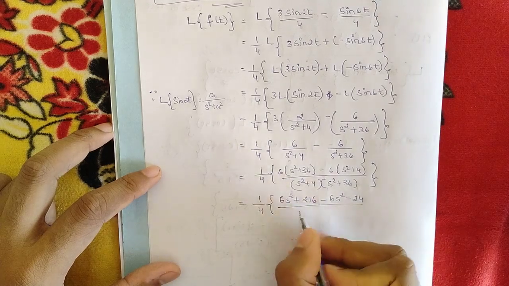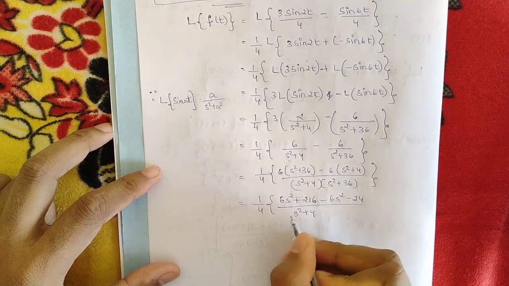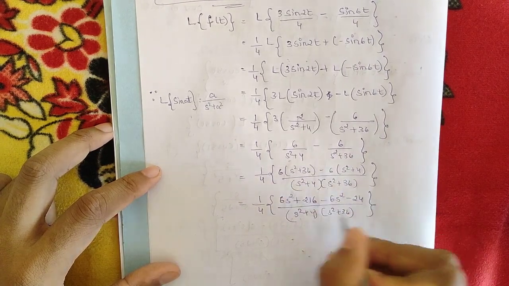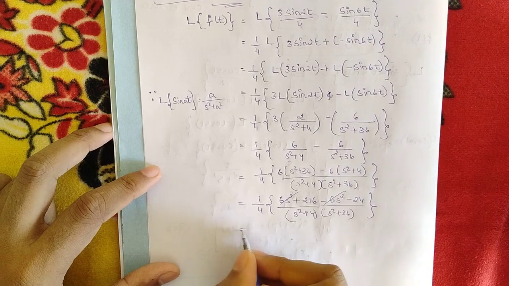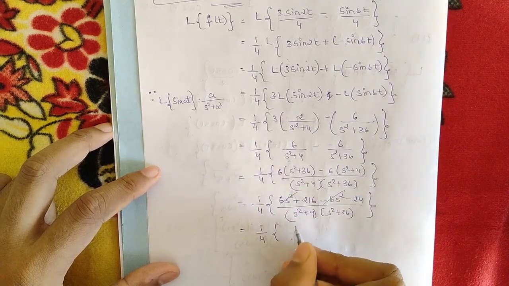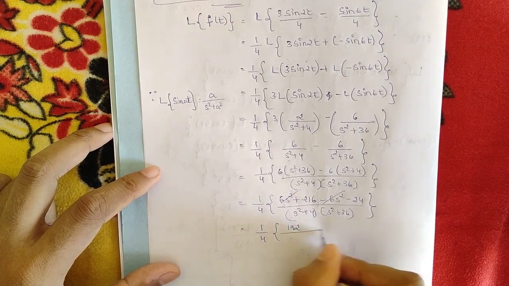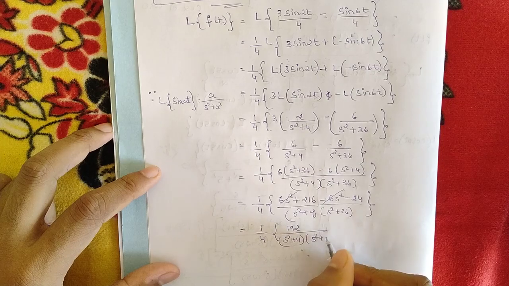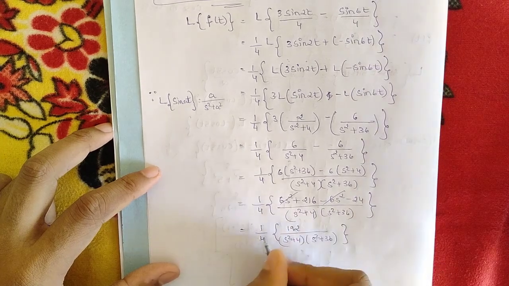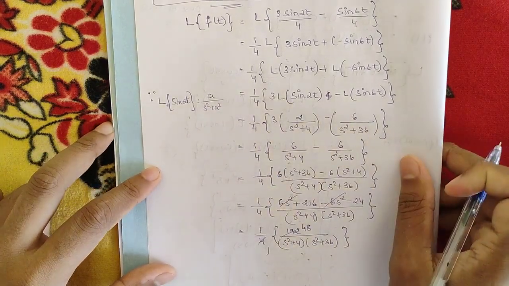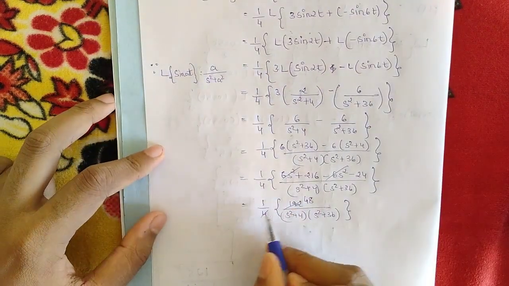Okay, divided by s square plus 4 into s square plus 36. So 6x square minus 6x square gets cancelled. So 1 by 4 into 216 minus 24, that is equal to 192 divided by s square plus 4 into s square plus 36. So 4 ones are 4, 48 fours are 192. Okay, you can check it. 48 into 4 is 192.